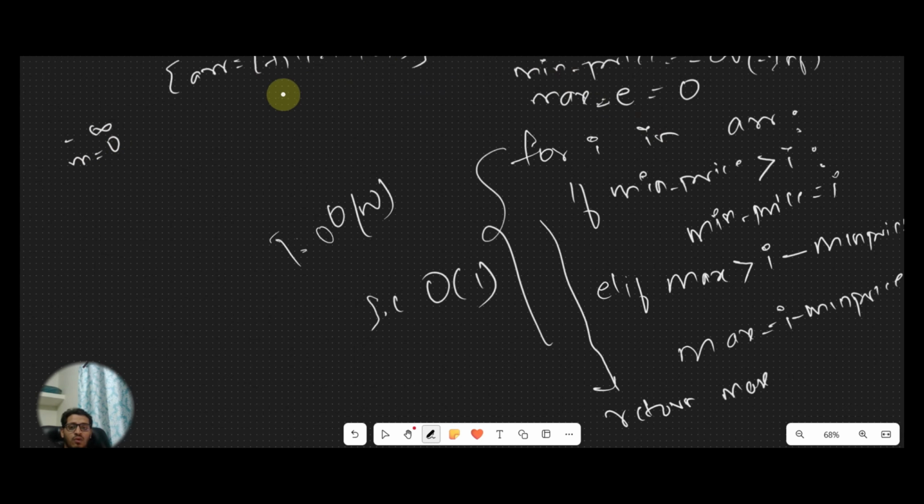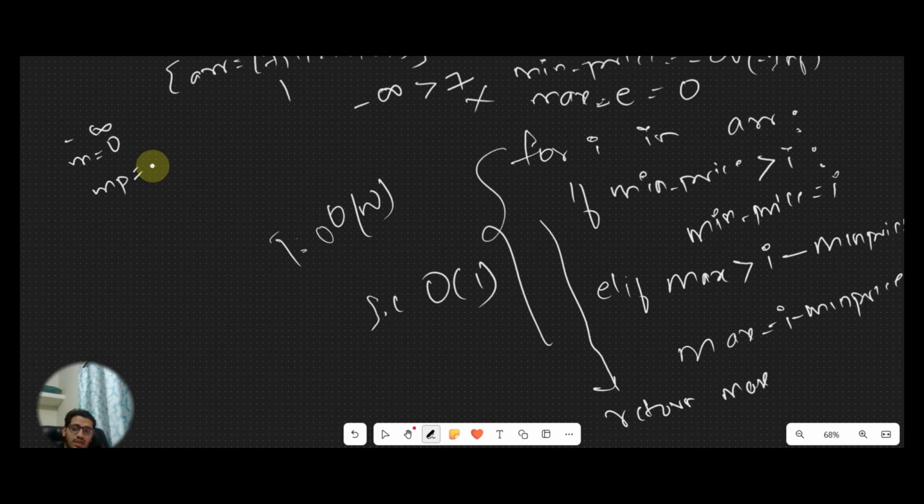Right. For i in array, what is i? i is 7 here. Check whether it is less than the minimum price. What is the minimum price? Minimum price is minus infinity. Is minus infinity greater than 7? No, absolutely no, because a negative number is always lesser than the positive number, which is 7. So we'll be updating the minimum price here.